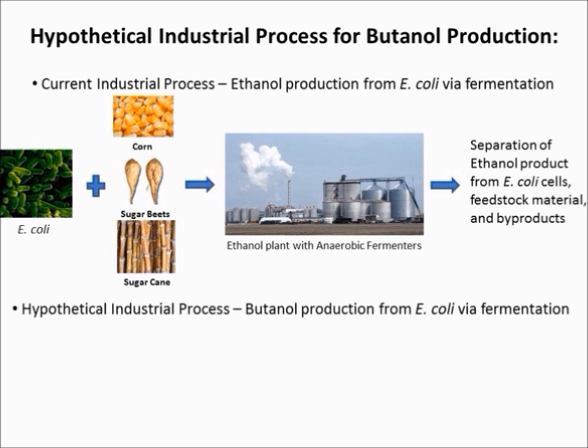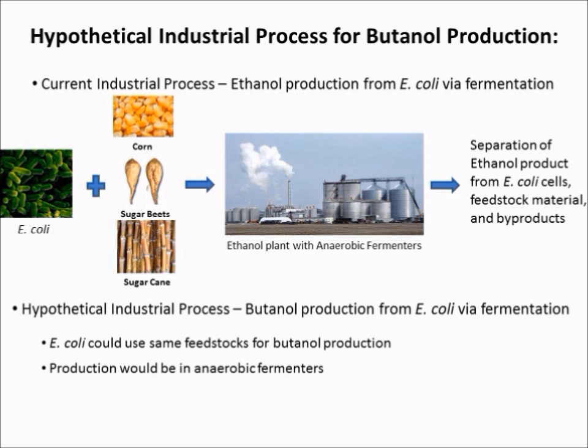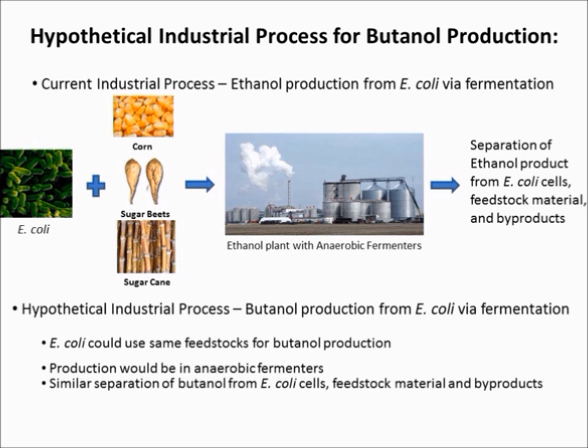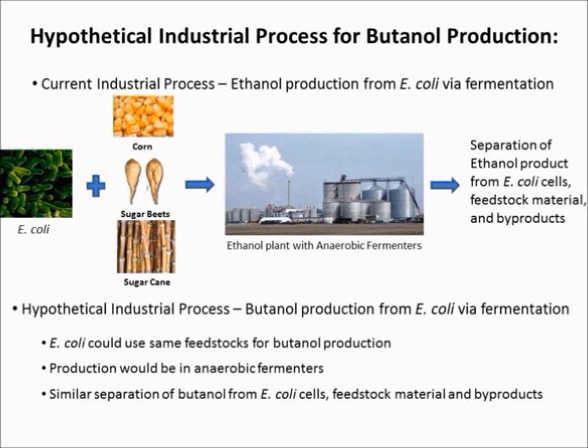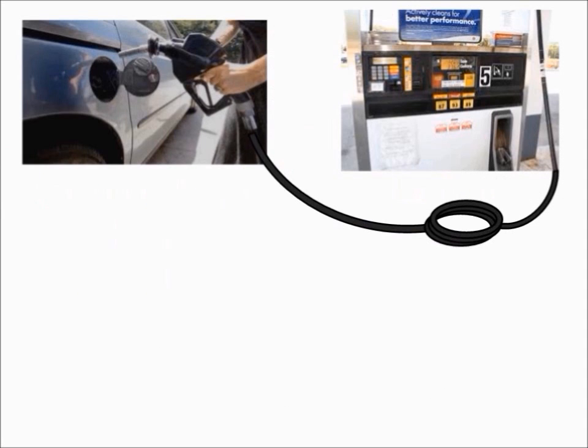The same type of feedstocks can be used, and like for ethanol production, butanol production would also have to take place in anaerobic fermenters. Like in ethanol production, the butanol product would have to be removed from the mixture of E. coli cells, feedstock material, and other byproducts. This removal and purification process would be similar to that for ethanol, but slightly different based on the chemical differences between butanol and ethanol. An important advantage of butanol as a biofuel is that in many cases it can be used to directly replace gasoline.